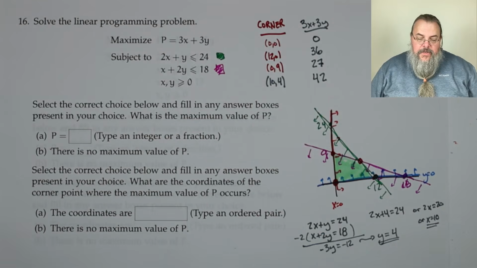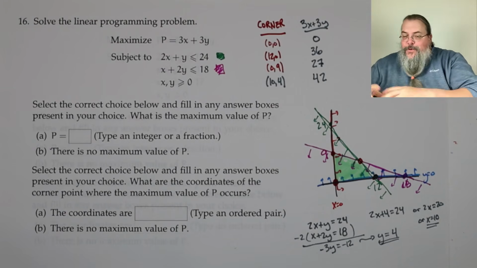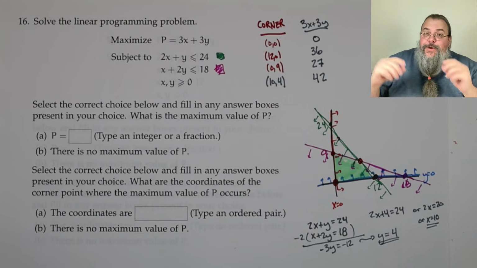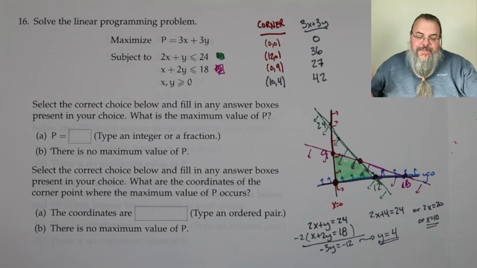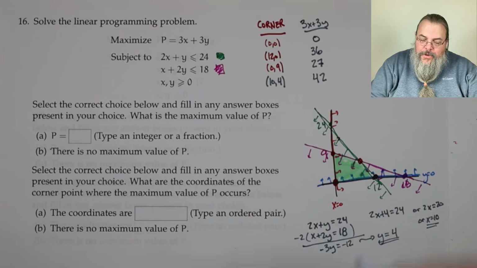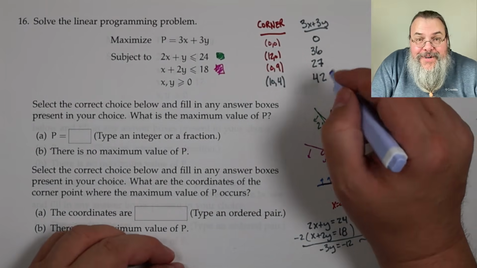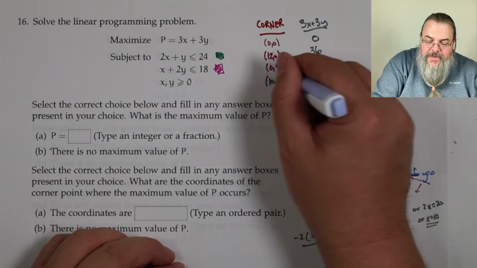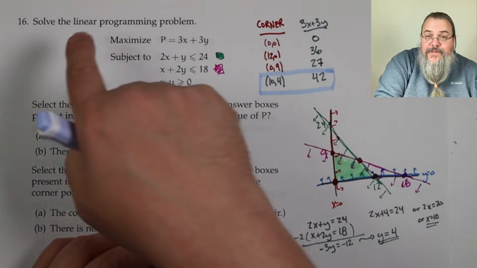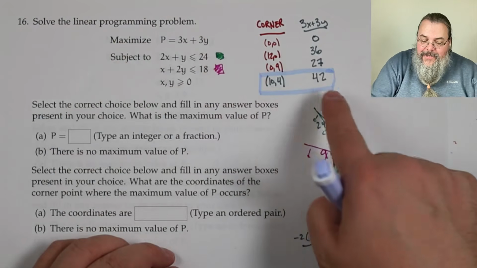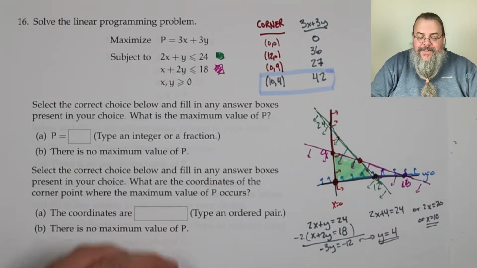And we've made our region. We found our corners. We listed our corners. We tested our corners. Our last thing is to celebrate the answer. We scan the numbers and say, hey, what's a big number? 42. That's our biggest number. That is the solution. This is the maximum value. This is the location where it happens.